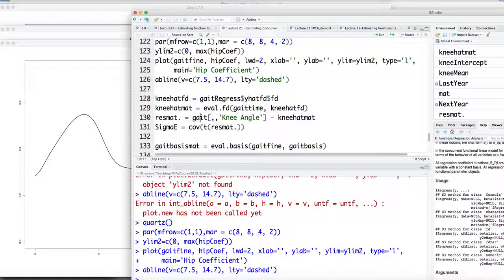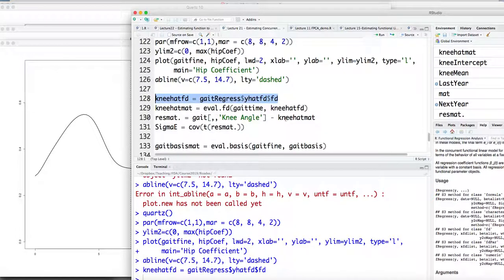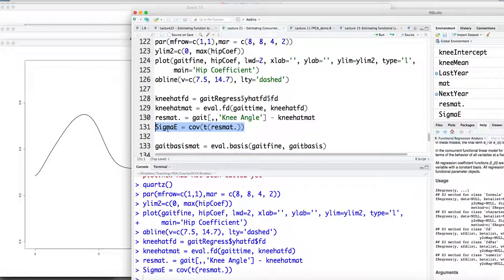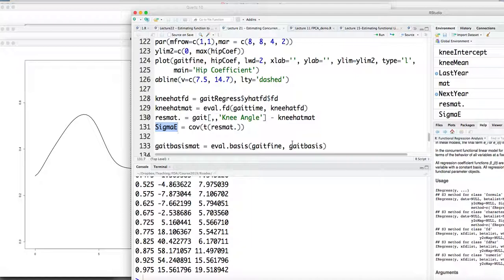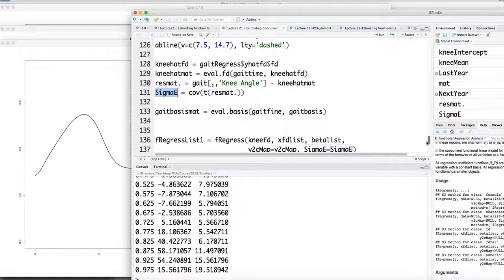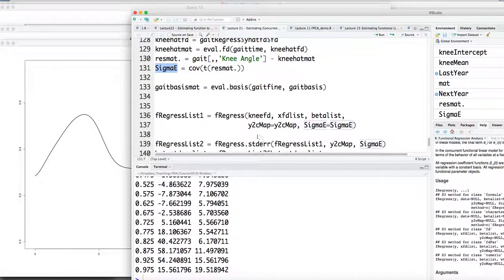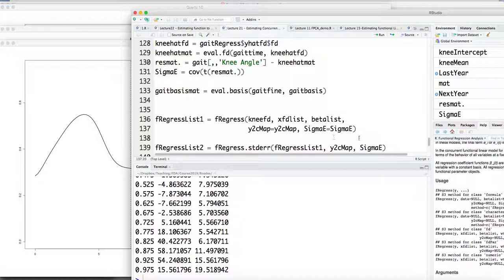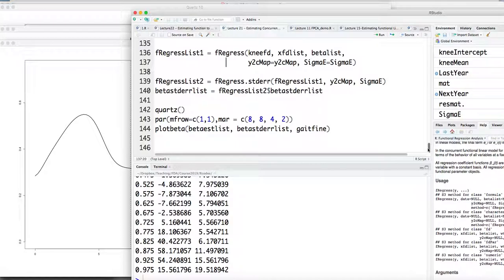The rest is to calculate the confidence intervals. To calculate the confidence intervals, we first need to get the residuals. The residuals: first find the fitted values, y hat, and then take the fitted values minus the original y, and then you get the residuals, and then you can get the estimate for the residual variance sigma e. After you get this sigma e, you put it in the f regress function, and it will come up with the standard errors for the estimation.